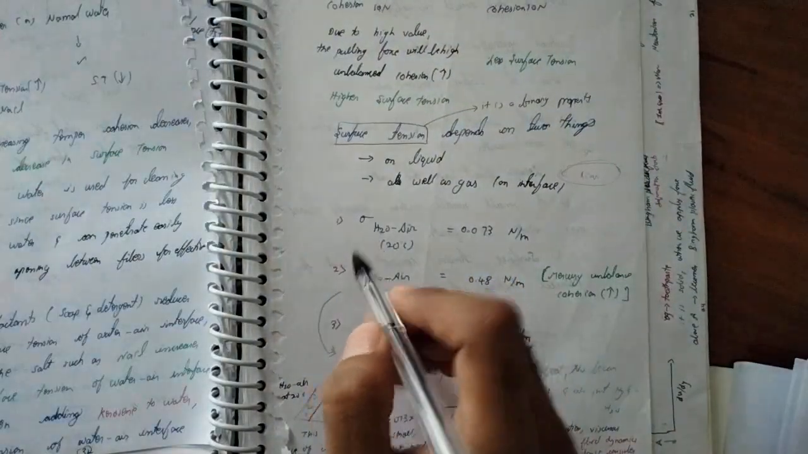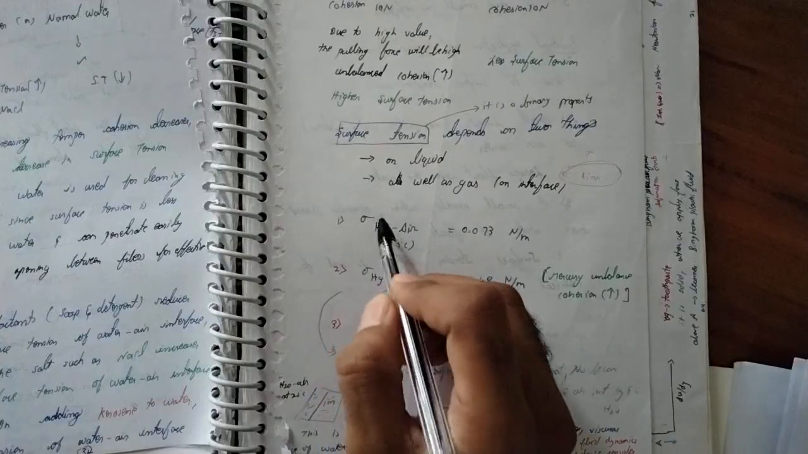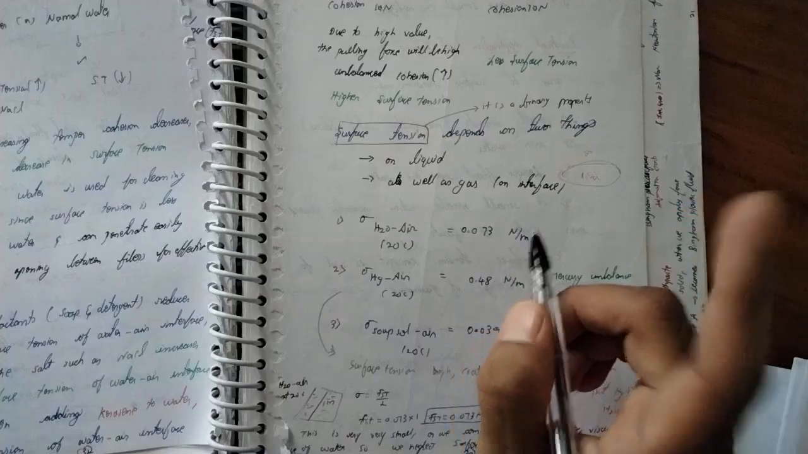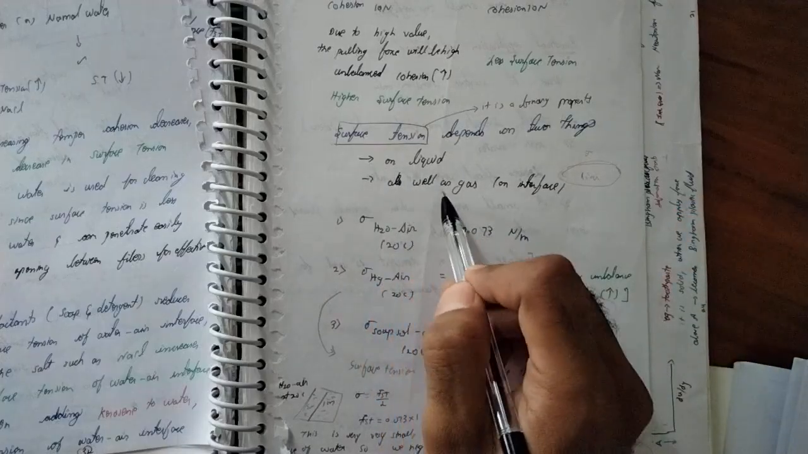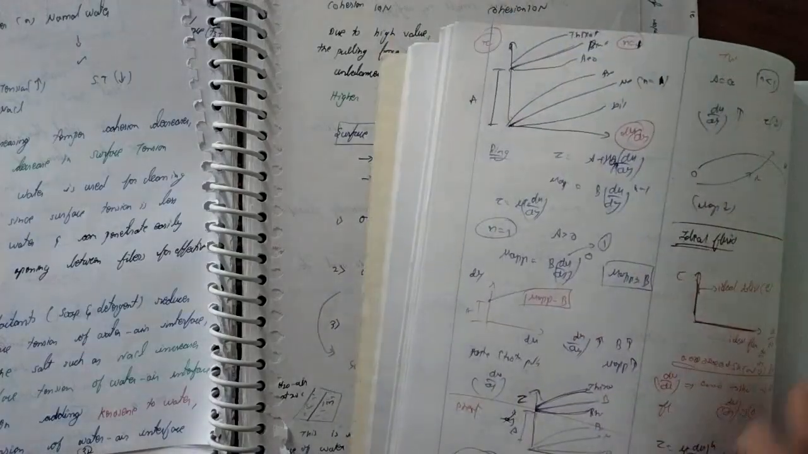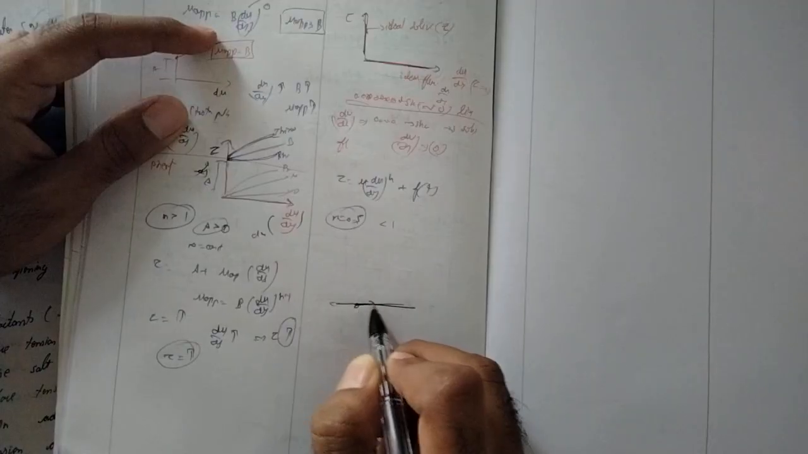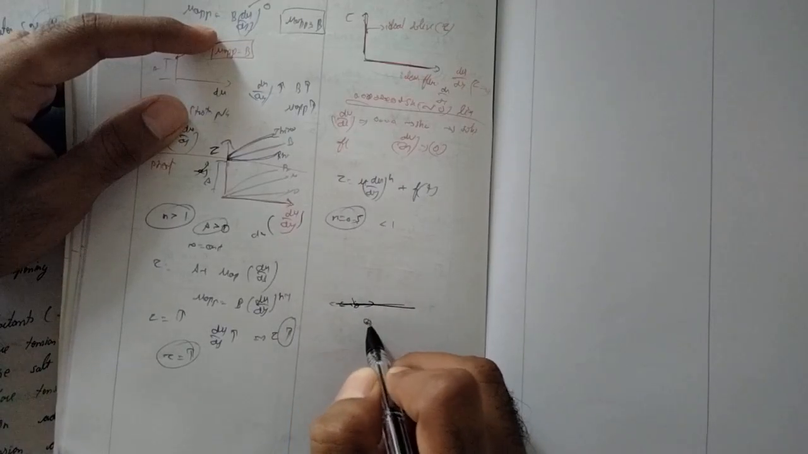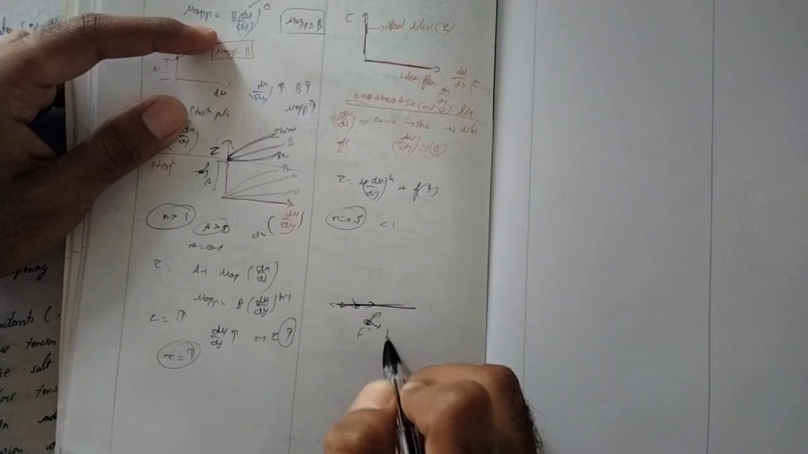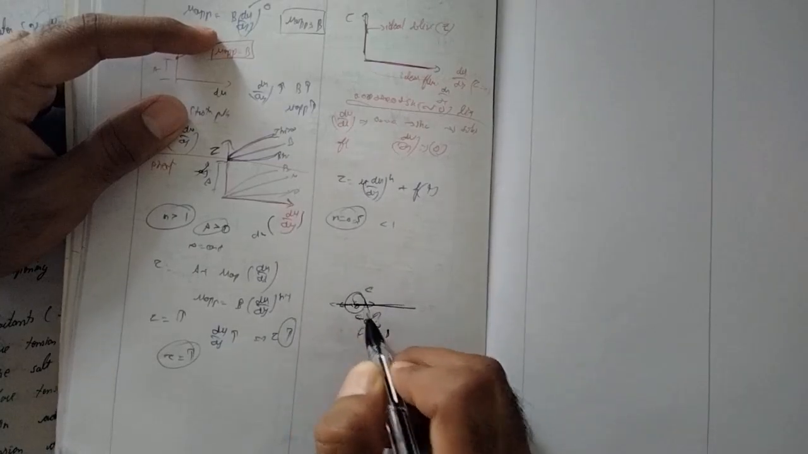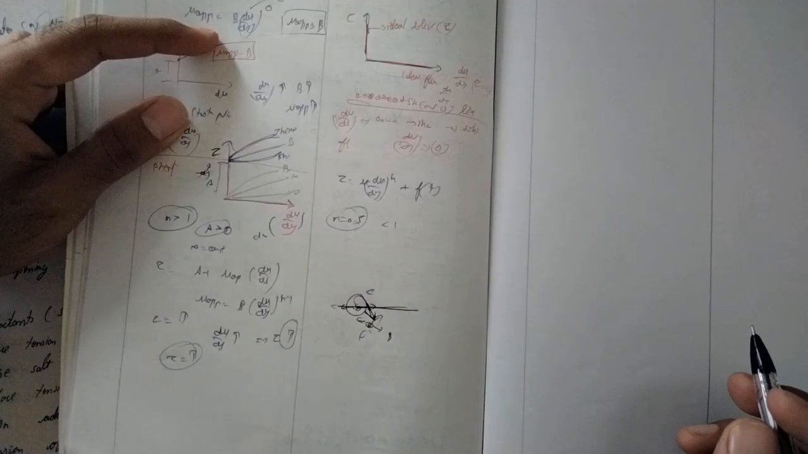As I told before, the surface tension involves cohesion as well as adhesion, on the liquid as well as the gas. Suppose this is the liquid: here the unbalanced cohesion will be, and here the balanced cohesion will be. Each and every time this B molecule will attract the C molecule towards the inside. I think you are getting my point.